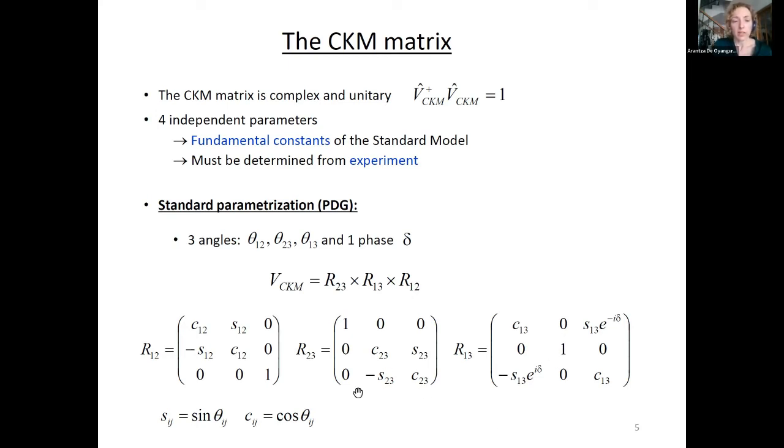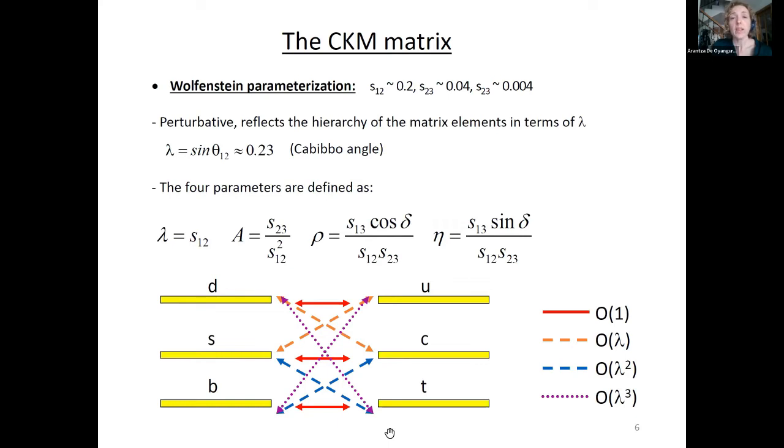When you have the Cabibbo angle here. Another way is to use, because as I showed you in the morning, the CKM matrix elements depend on the kind of transition, so there is a hierarchy. If you use a perturbative approach and expand in terms of lambda, which is this Cabibbo angle, we can use parameters that give you the strength of the transition. So the parameters are lambda, A, rho, and eta.